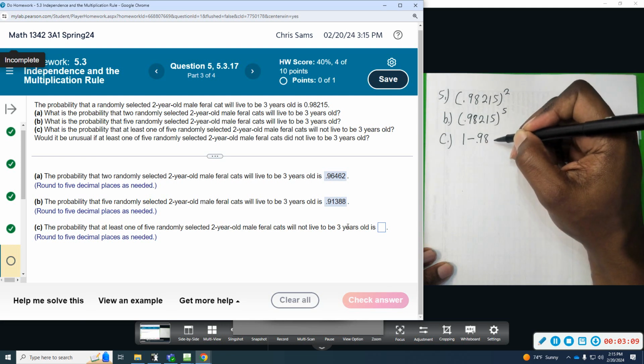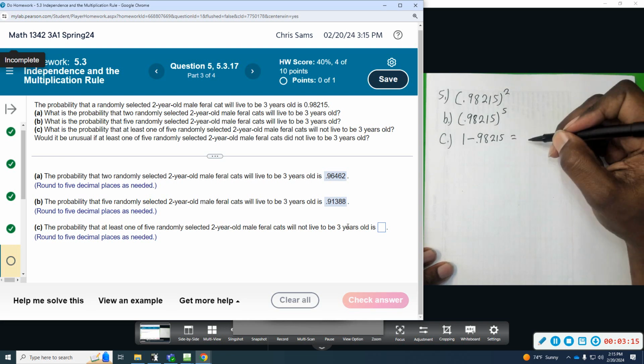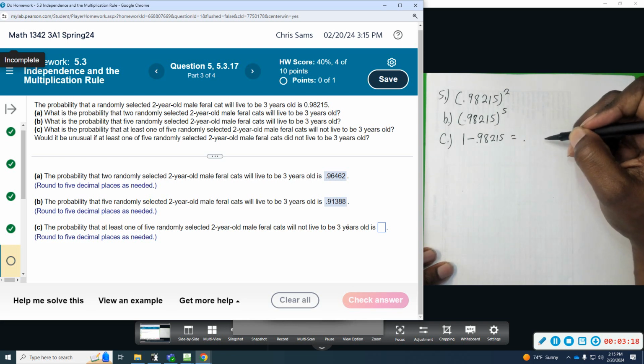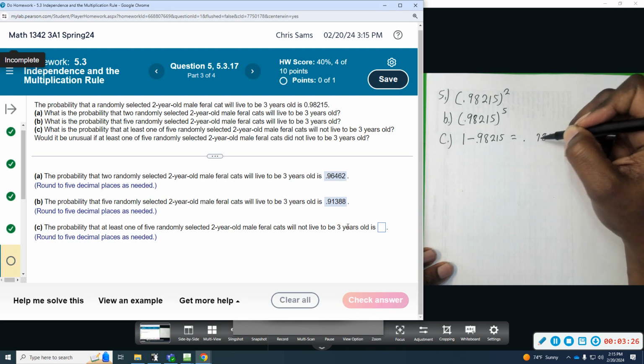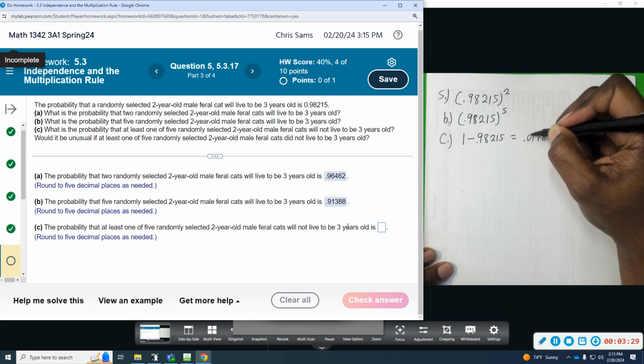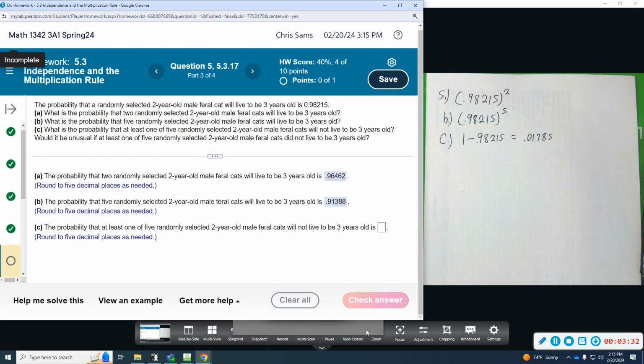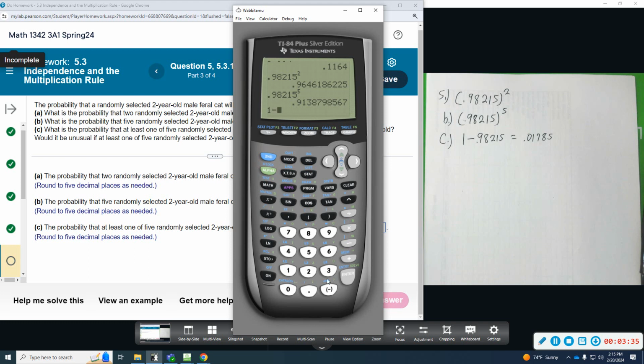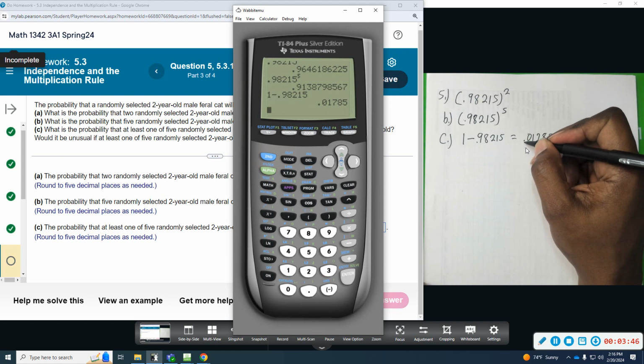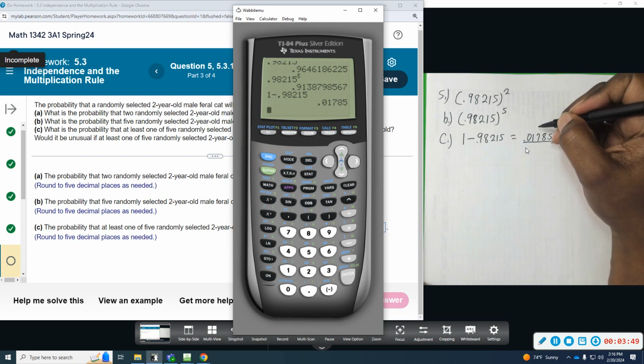So 1 minus 0.98215 should be equal to, I believe, trying to do some mental math, but let's just double check on the calculator. 1 minus 0.98215. Okay, 0.01785. So this is the probability that a cat will not live to be 3 years old.